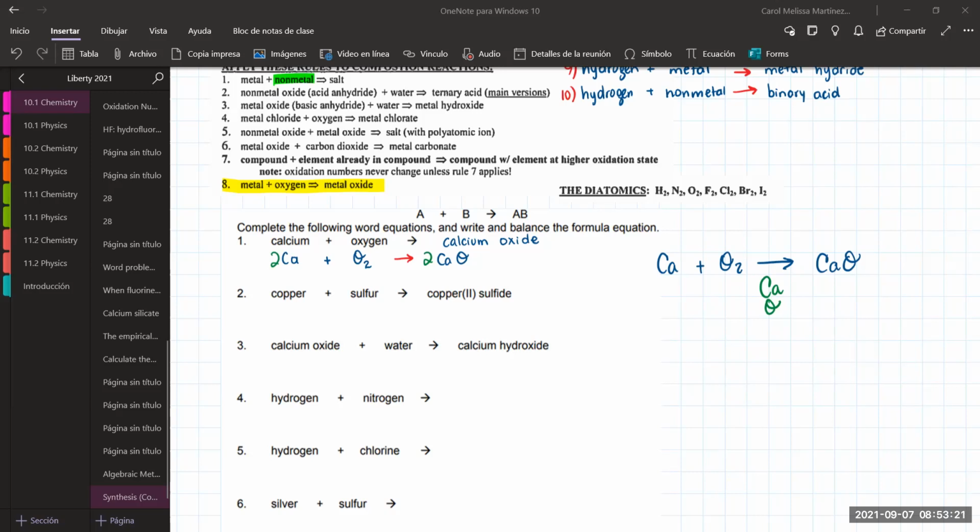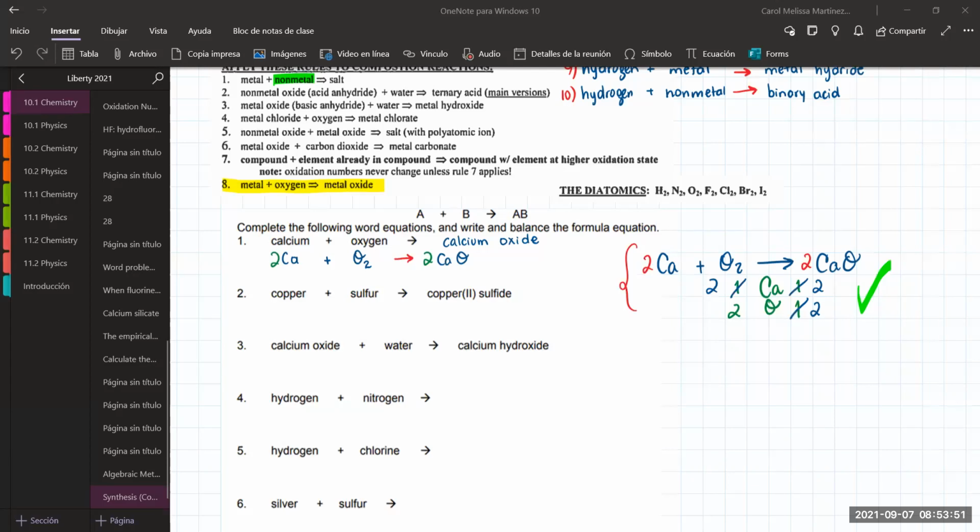So you will have one calcium, two oxygens, one oxygen, and to balance it, you just need to put 2 in front. So my oxygen will be balanced, my calcium will be changed, and to balance the calcium, I put 2 in front, and now everything is balanced. This, my friend, is what I see. This is what I check.